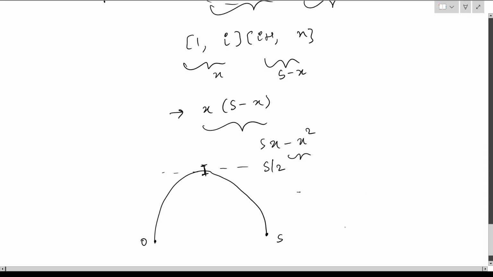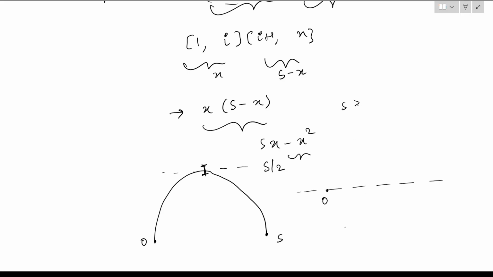So if this were our 0 line, I'm assuming for now, of course, that s is at least 0. This is not necessary, but we shall assume this for now. Then the graph really looks like this, and it attains a maximum at s by 2. Well, not really s by 2 because s could be odd and then we don't have an integer like s by 2. But really, this happens when we choose x to be really close to s by 2, which is just floor of s by 2 times ceil of s by 2.